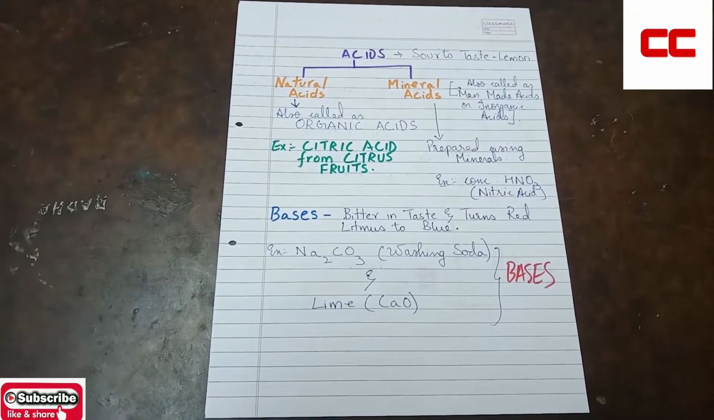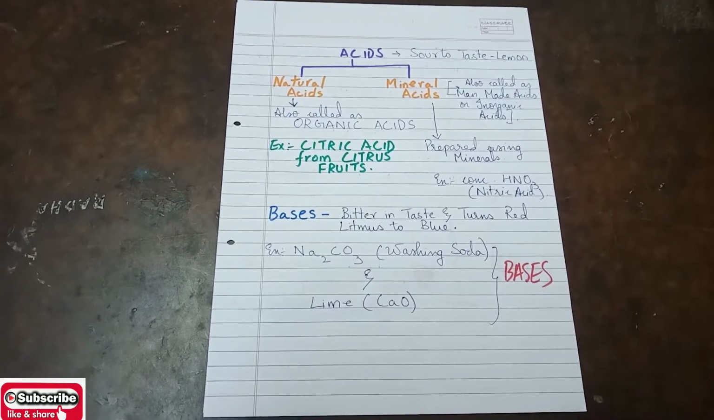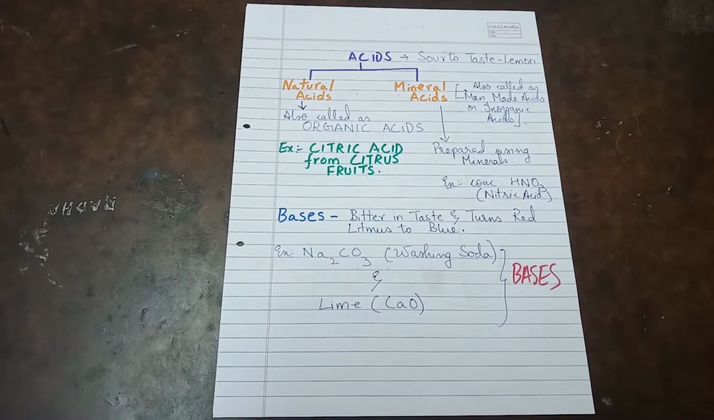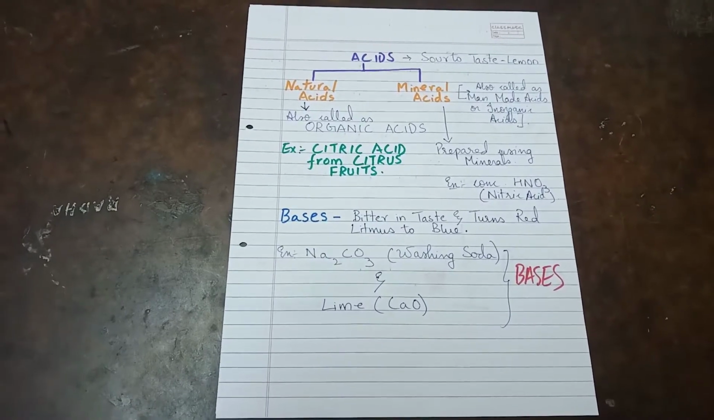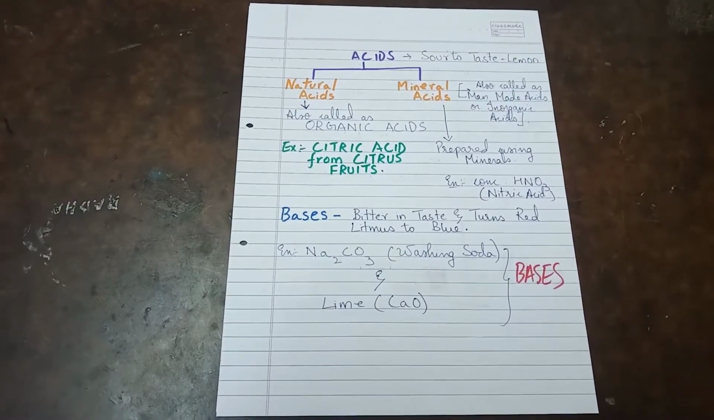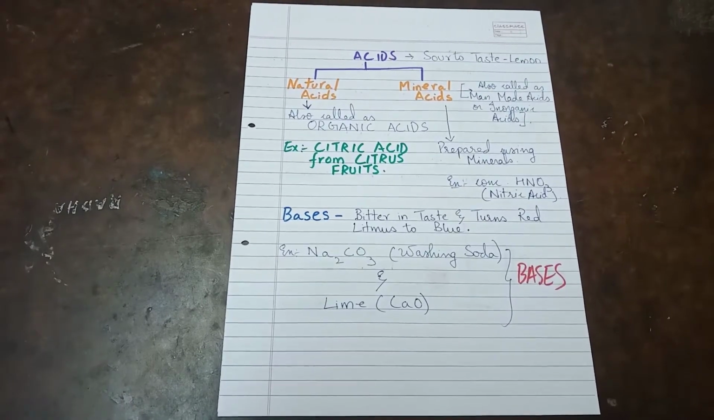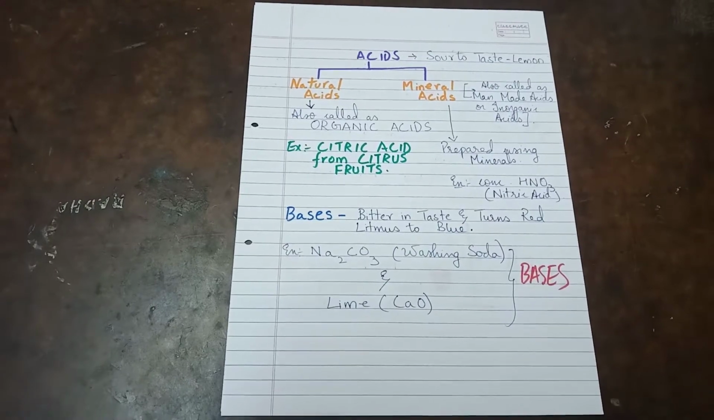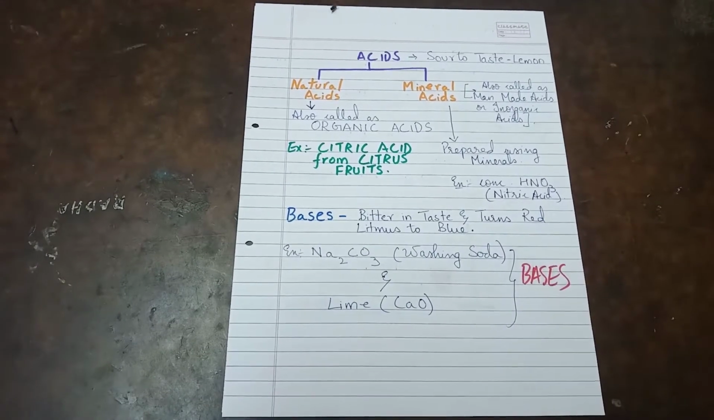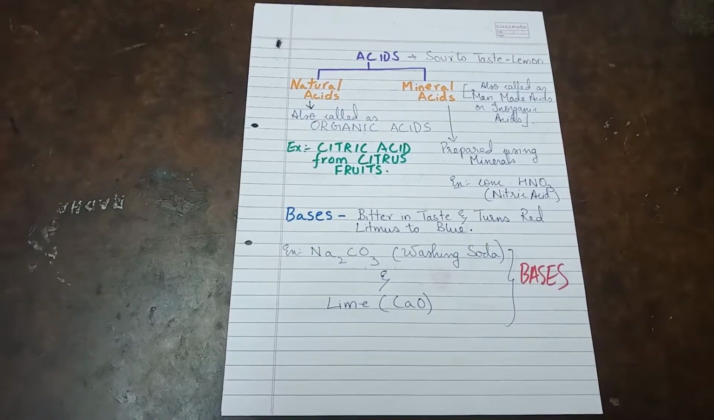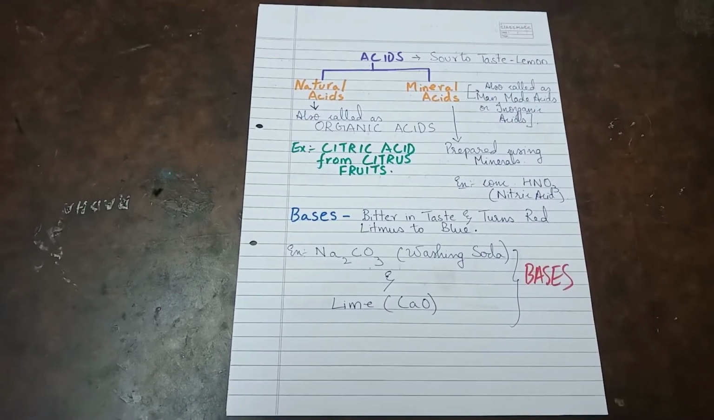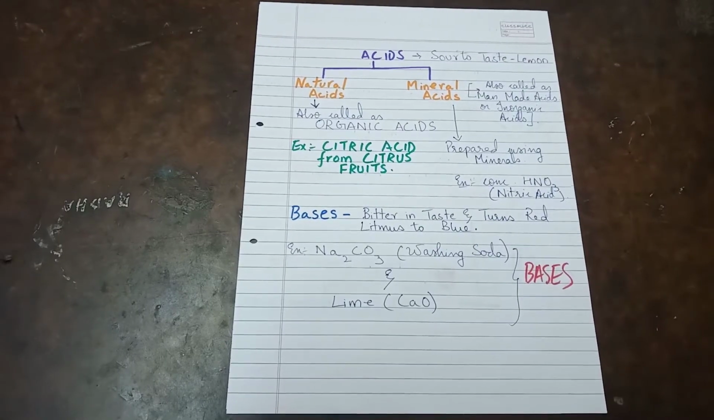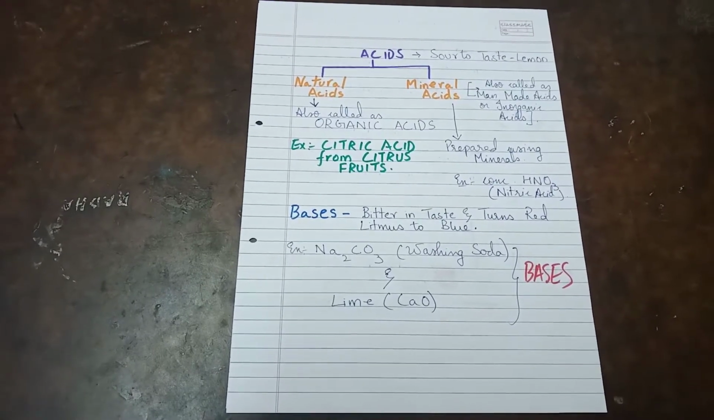So today we are going to discuss acids and the types of acids. As we have already learned in the previous videos, acids are sour to taste, for example, lemon. So let us look at the types of acids: natural acids and mineral acids. Natural acids are also called organic acids, whereas mineral acids are also called man-made acids or inorganic acids. Inorganic meaning the one which is not organic. Man-made acids means they are made with the help of man.